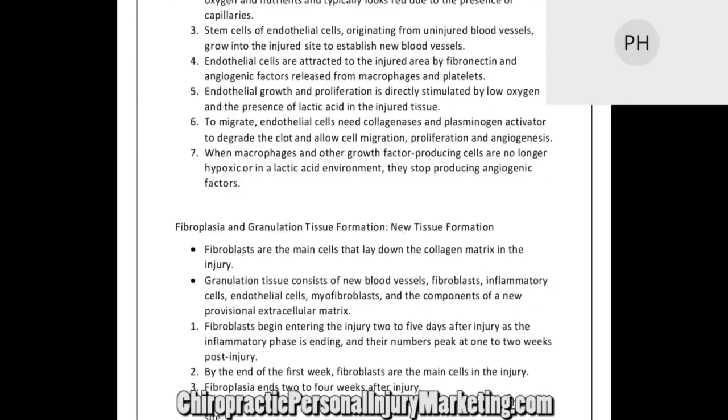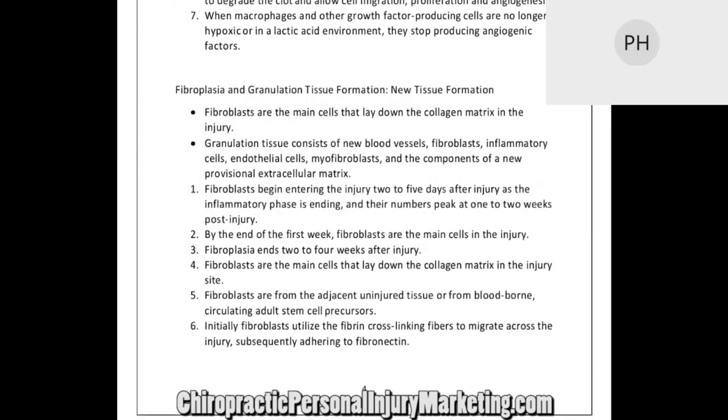New vessels, plasma, and granulation tissue formation. Remember, we're in the repair phase right now. So now it's fibroplasia and granulation. New tissue: fibroblasts are the main cells that lay down the collagen matrix. Granulation tissue consists of new blood vessels, fibroblasts, inflammatory cells, endothelial cells, myofibroblasts, and the components of a new provisional extracellular matrix. Remember, all this is happening.